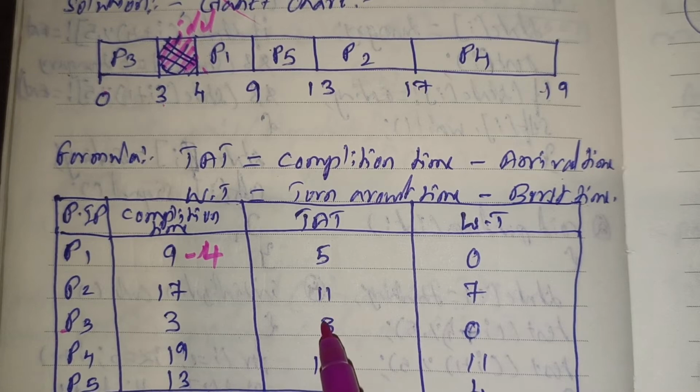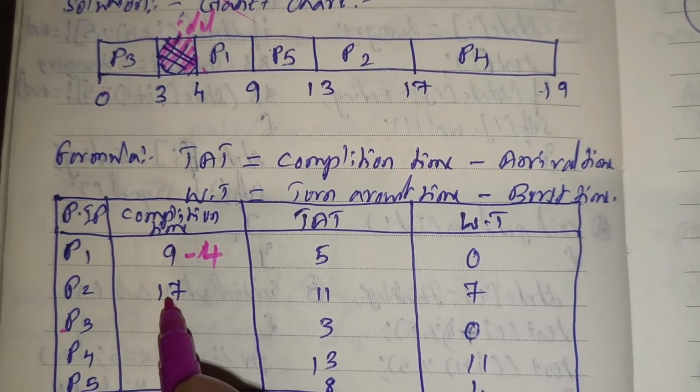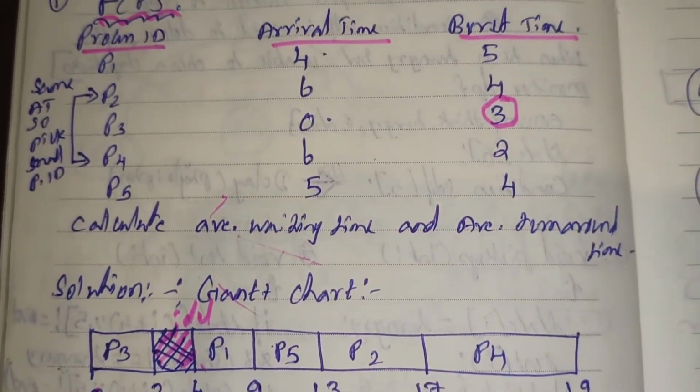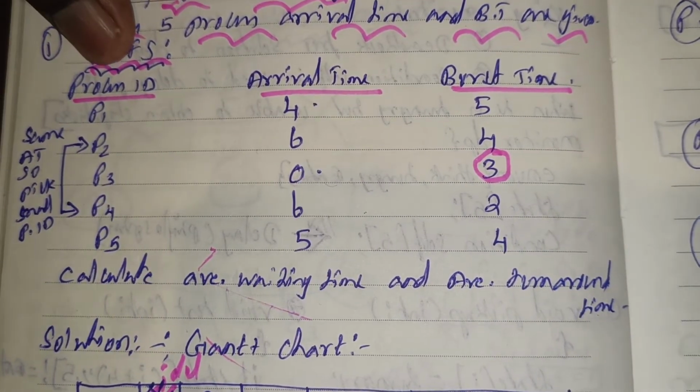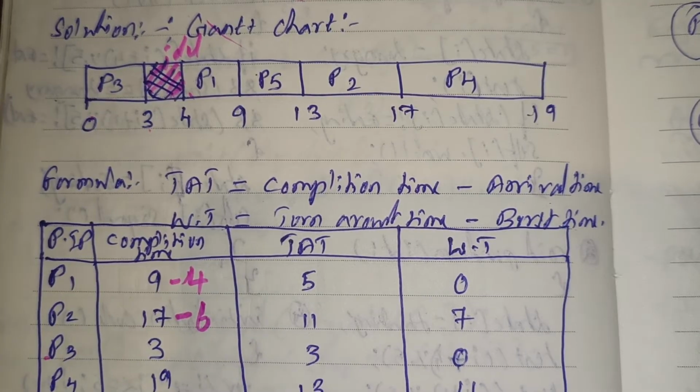So the turnaround time formula is completion time minus arrival time. The completion time is 17. What is the arrival time for P2? I can check it here. The arrival time for P2 is 6. So 17 minus 6, the answer is 11.